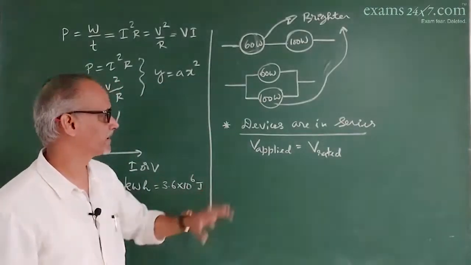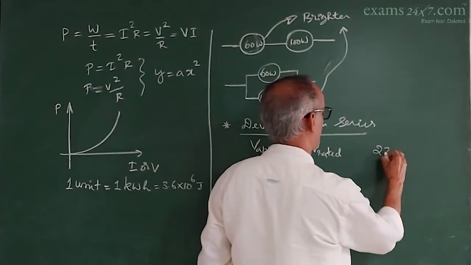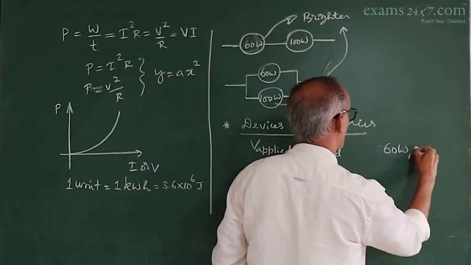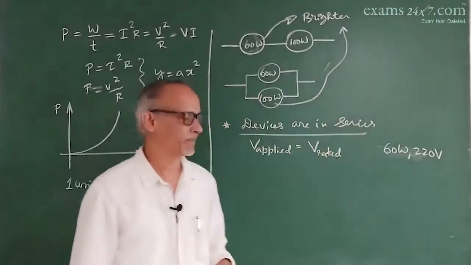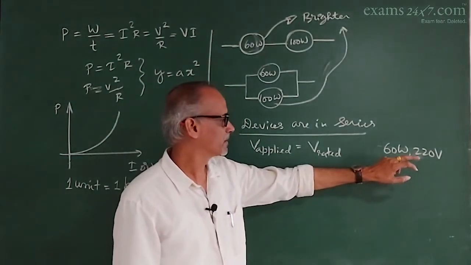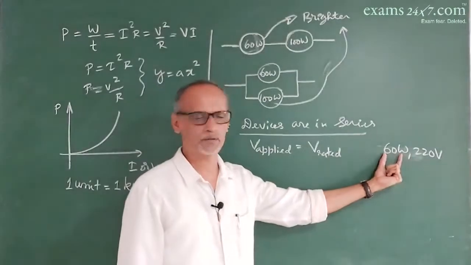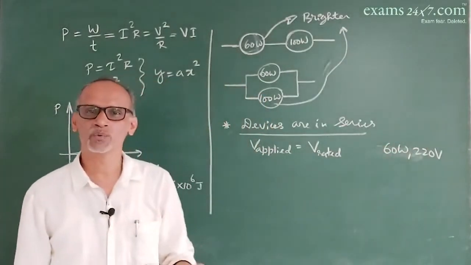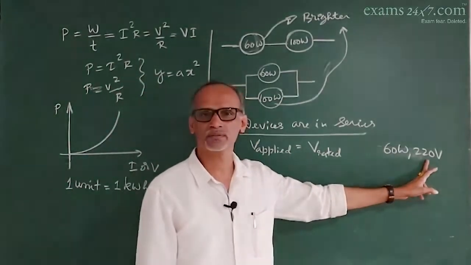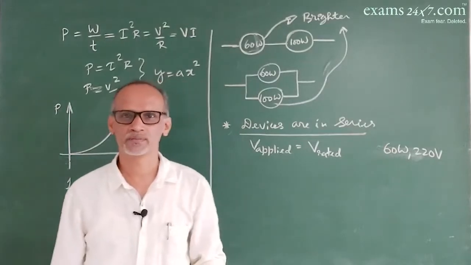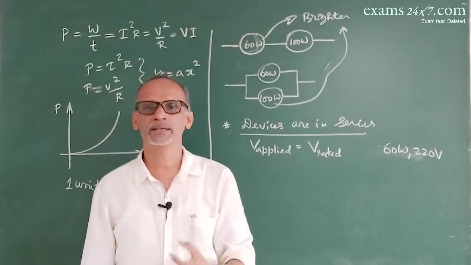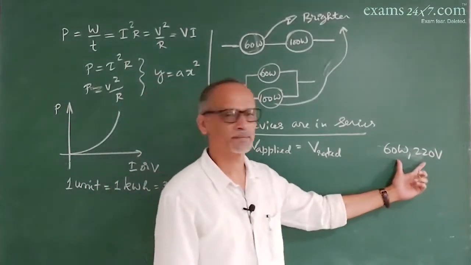Now, what do you mean by voltage applied and rated voltage? Normally, along with the bulb, they will write a rating like 60 watt, 220 volt. That means this bulb consumes 60 watt of power when you apply a voltage of 220 volt. That is called the rating. If the voltage exceeds 220 volt, then this bulb will get fused. If the voltage is lesser than 220 volt, then it will glow with lesser intensity or lesser brightness.